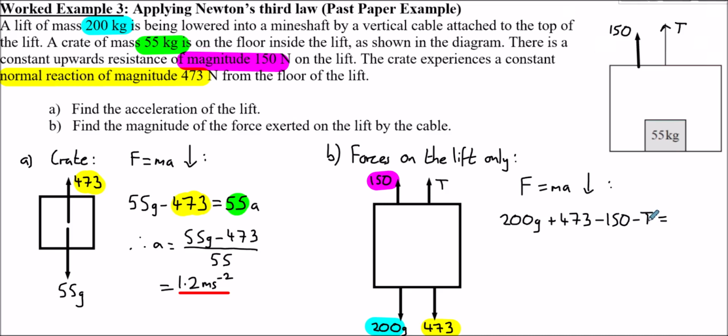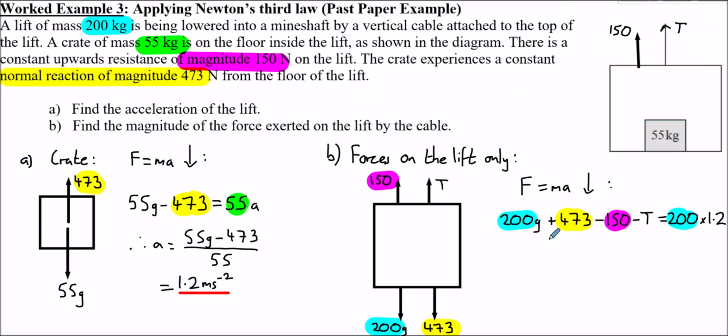Well, the mass of the lift is 200, and we worked out the acceleration earlier. The acceleration of the crate will be the same as the acceleration of the lift because they're the same system. So the acceleration of the lift will also be 1.2. So 200g plus 473, we're subtracting that 150, and the mass of the lift is 200, which is where that 200 comes from. That 1.2 is from before.